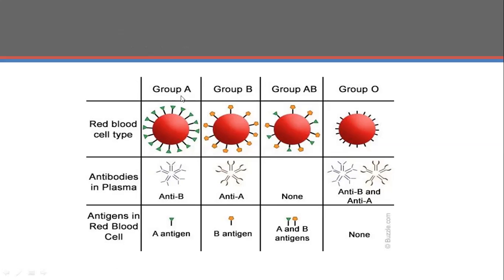Group A has this shape of antigens, spikes on its surface. B has that one, AB has both of them, and O doesn't have any. So A will have anti-B, and B will have anti-A, so they do not attack each other, or the blood doesn't attack itself. In some cases this does happen, and it's a genetic disorder in this case.